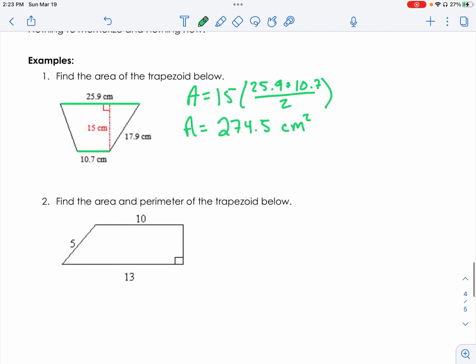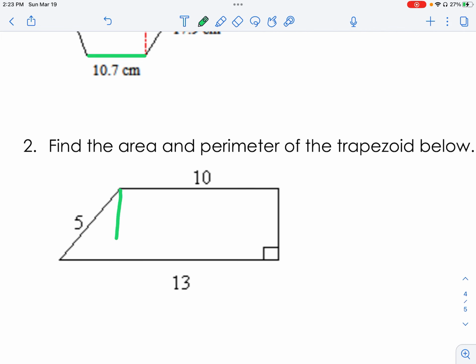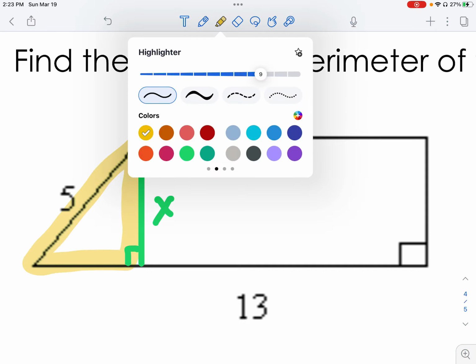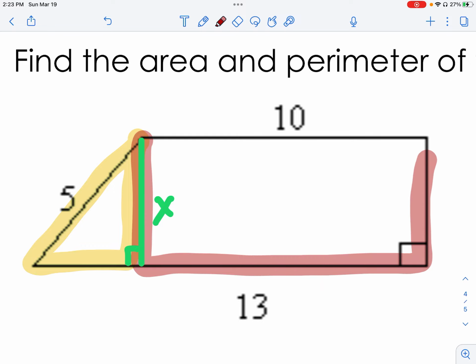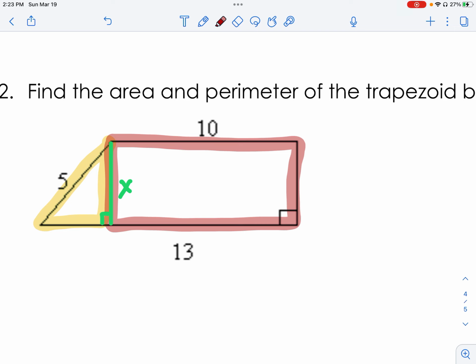Pretty easy. But what if we're given a second problem like this and we don't know this height value right here, and it makes me kind of want to panic a little bit. I'm on the test, summer's on the brain, I just want to get it over with, and I don't know the height. Well, what if I just draw that line there and create a right triangle here, and then create a rectangle here? And then I can go ahead and maybe solve this problem out a little bit.